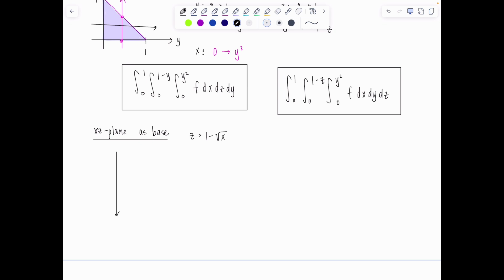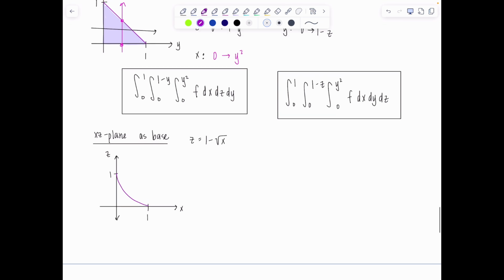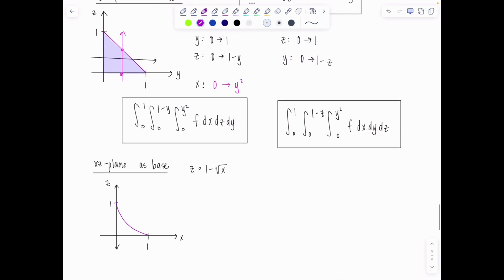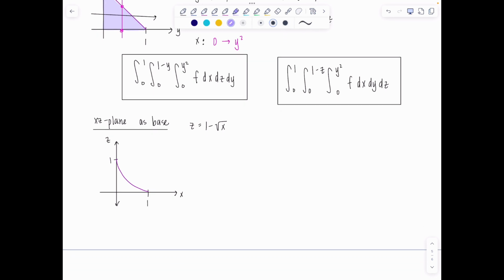Everybody's positive, right? Z, x, 1. If x is 1, it's 0. So it's like this. Where do I shade? Look at the solid. Underneath it, right? This. Okay, perfect.